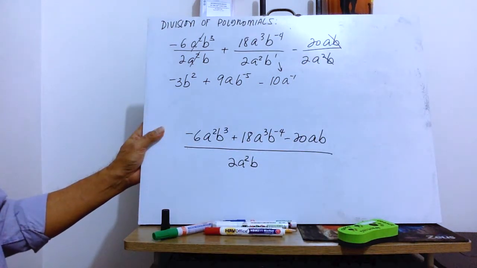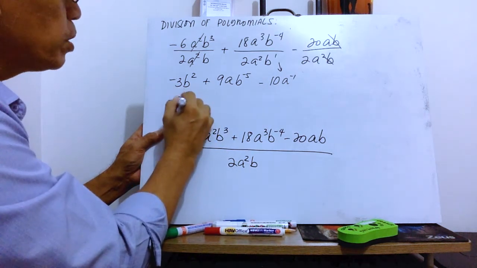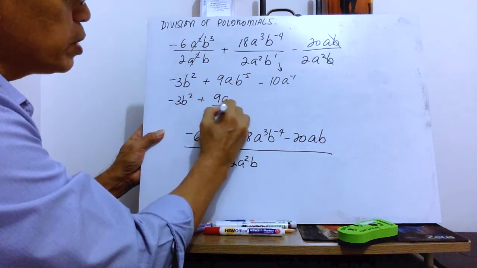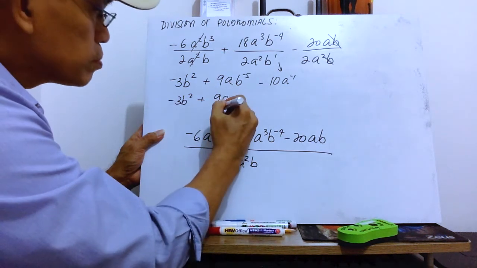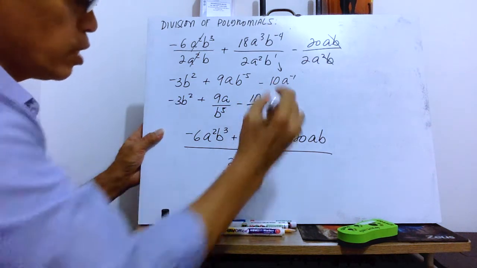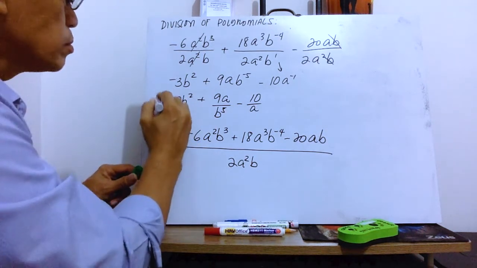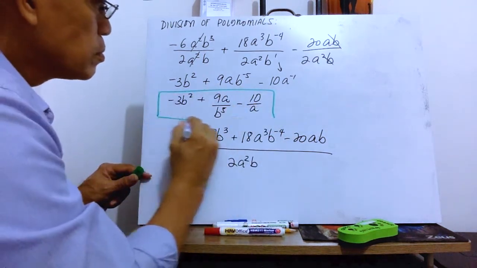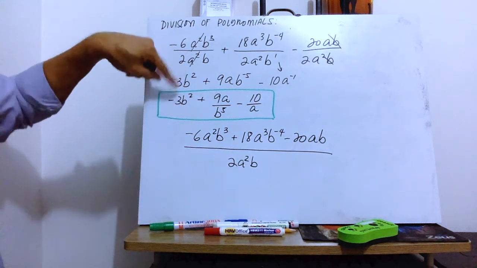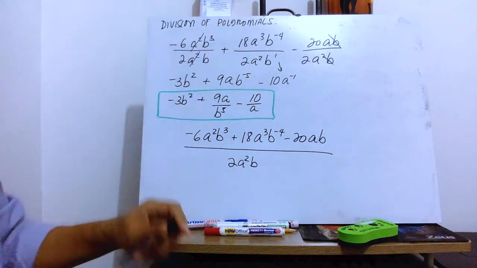Okay, there. Let's simplify. So this becomes negative 3b squared plus 9a over b raised to 5, minus 10 over a. So this is the correct answer. Let's check.